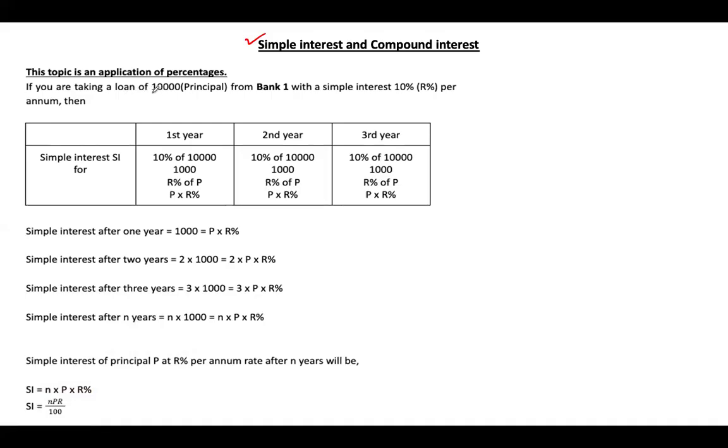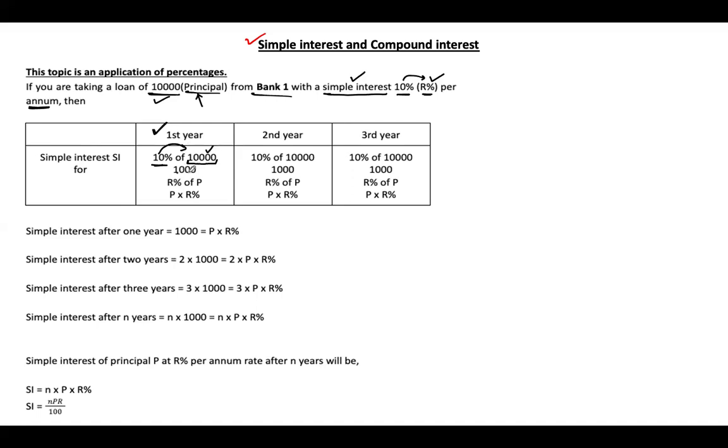Let's say you are taking a loan of 10,000 from a bank. This 10,000 would be called the principal or sum, with a simple interest of 10%. You can also call it R% per annum, which would mean per year. For example, if you have deposited 10,000, in the first year, how much interest will you get? You'll get 10% on the principal, 10,000.